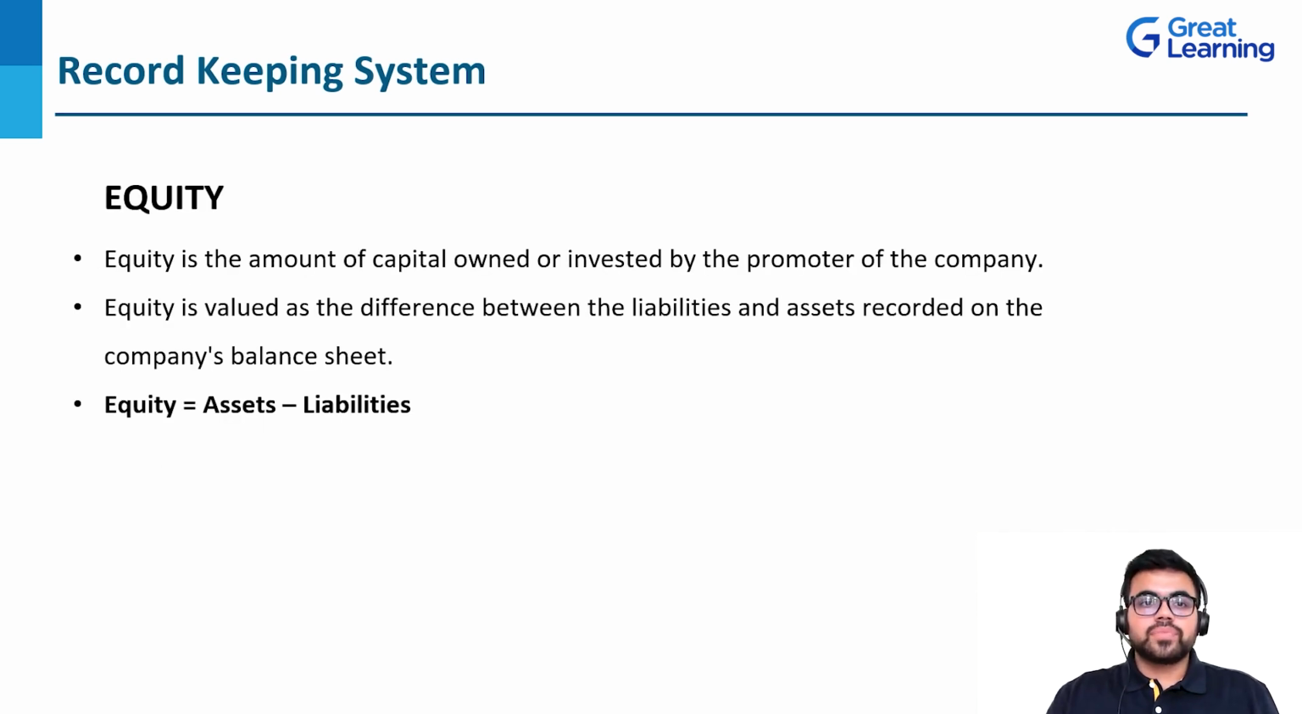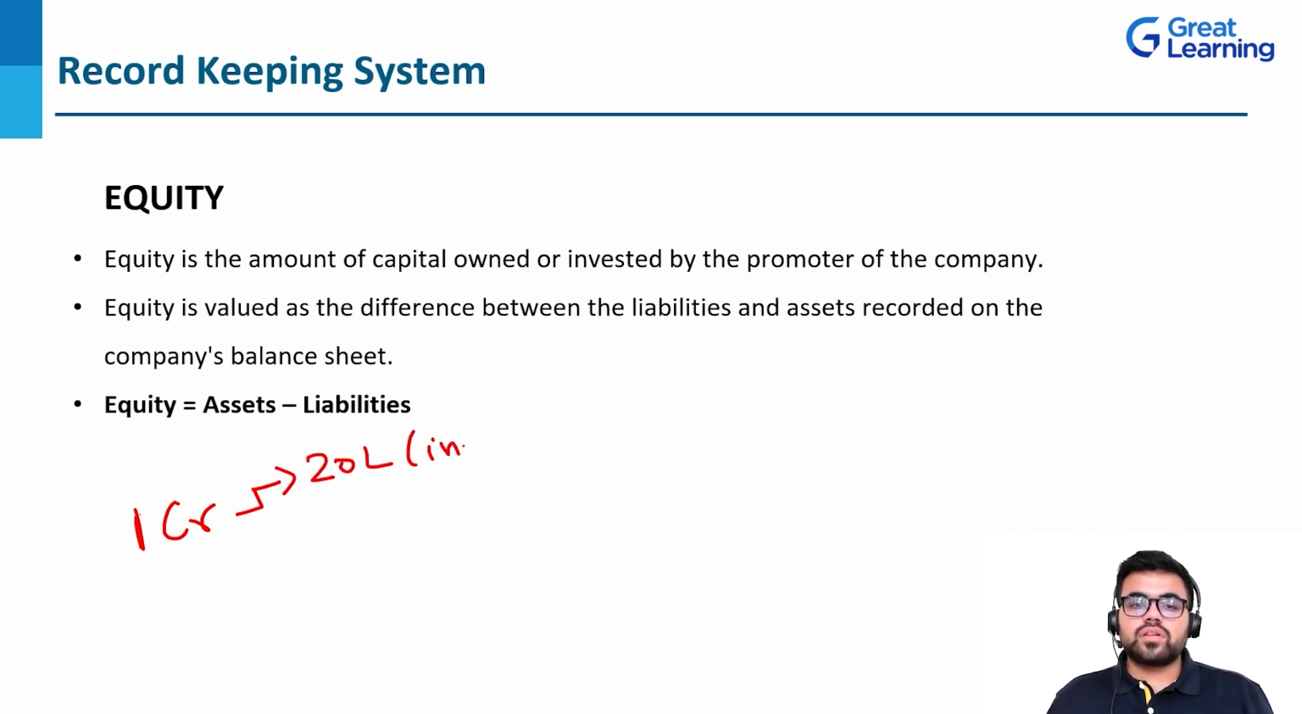Next is equity. Now, equity is the amount of capital that is invested by the promoter of the company. Equity is basically, in layman's terms, the ownership of a company or a thing. Let's take an example. Let's say that you as an individual is buying a car. So the car cost 1 crore. Okay. And you have 20 lakhs in hand with you.